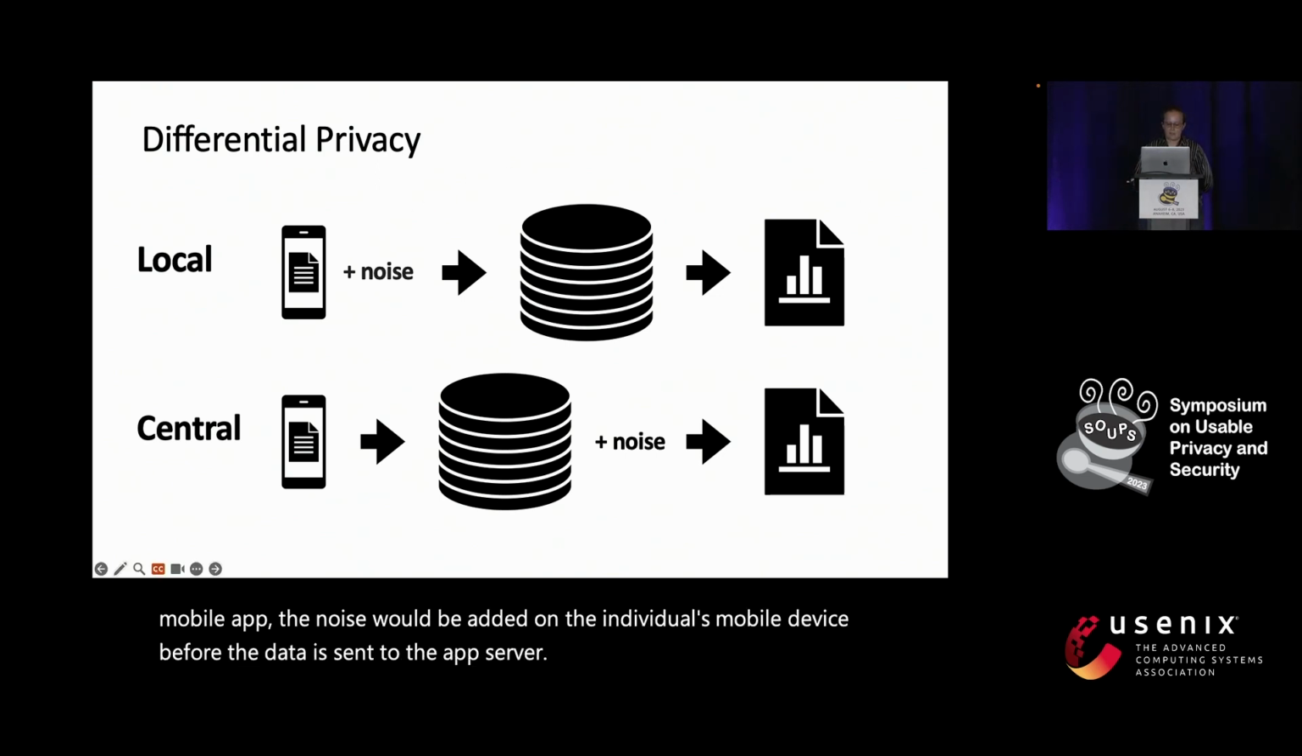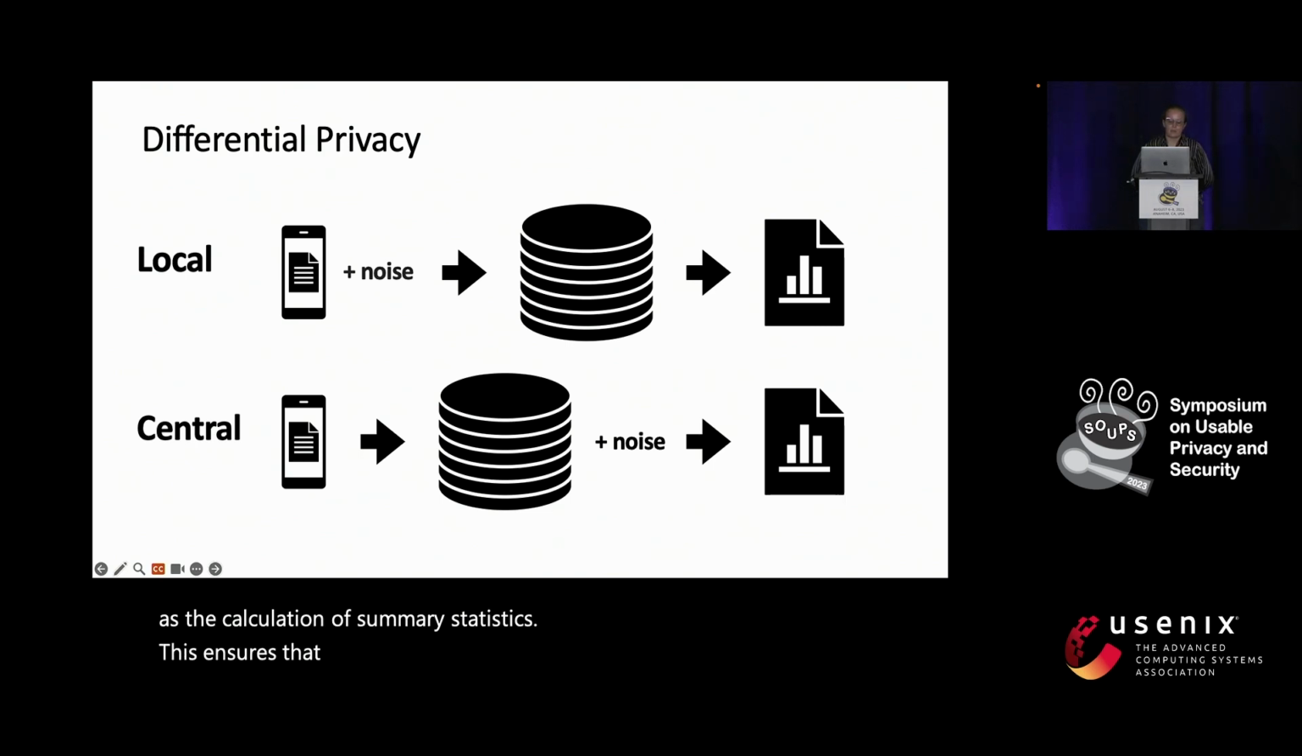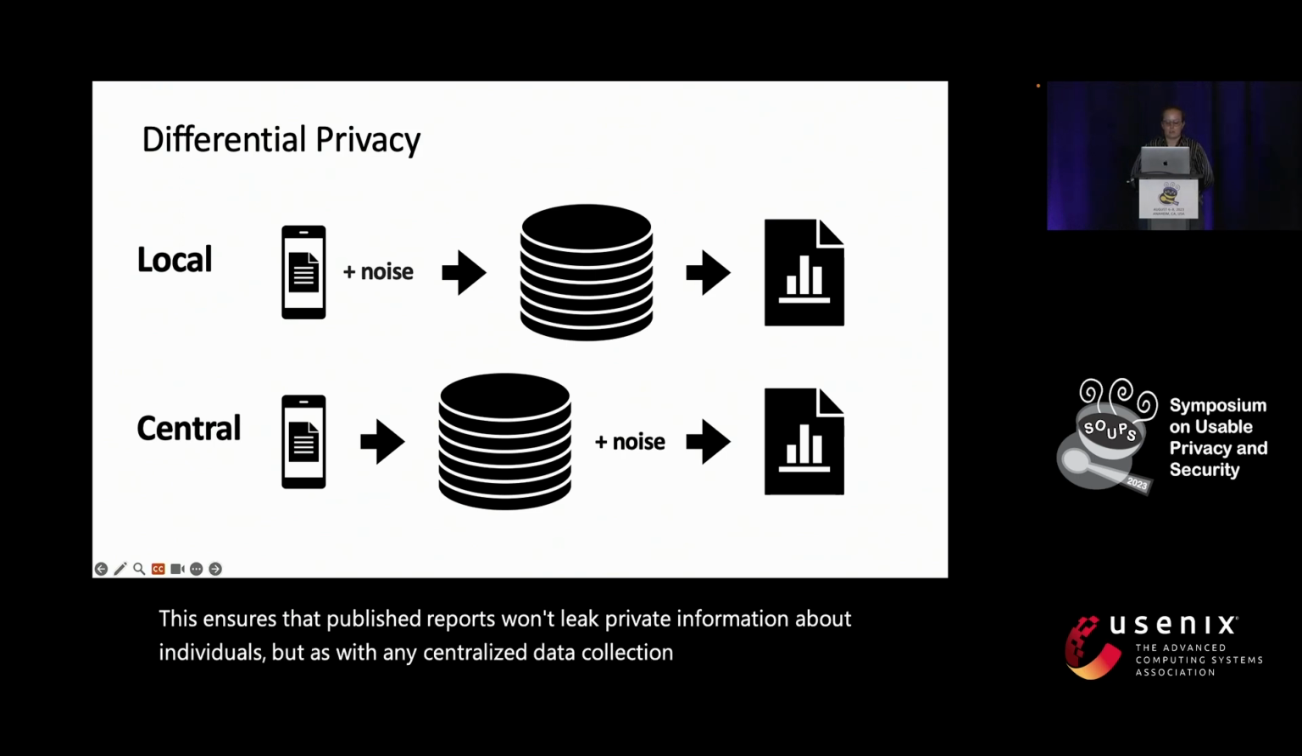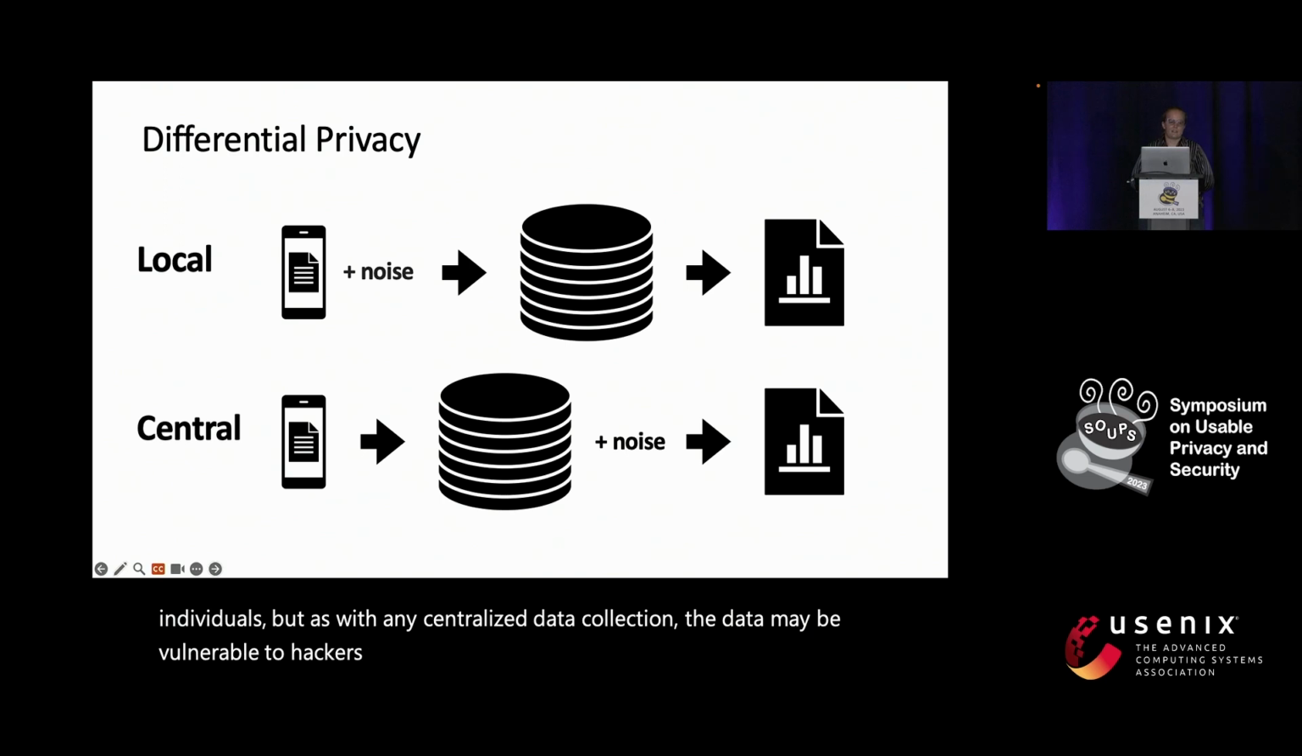And then in the central model, all the raw data is stored in a central database. Noise is then added to calculations performed on the data, such as the calculation of summary statistics. This ensures that published reports won't leak private information about individuals, but as with any centralized data collection, the data may be vulnerable to hackers, subpoenas, or misuse.